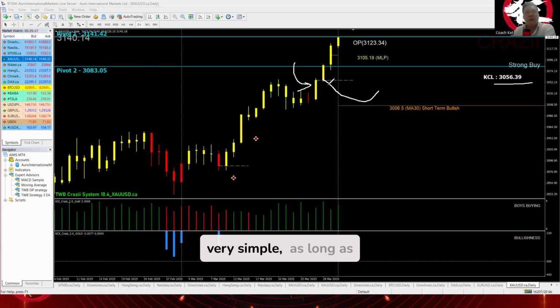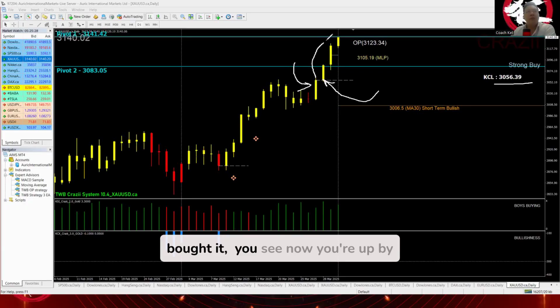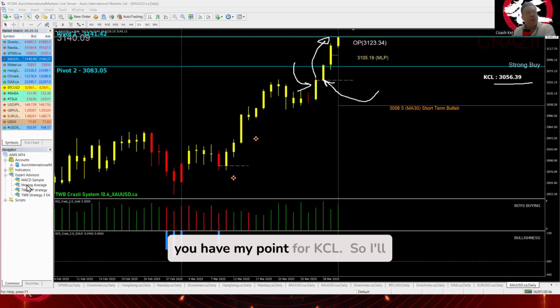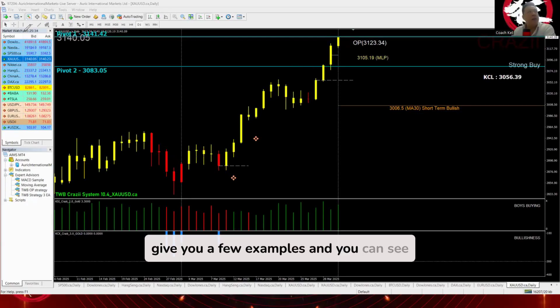So very simple, as long as the market stays above 3056.39, I don't care what you tell me. It's a buy, it's a buy, it's a buy. And that is how it is. And you can do it right now. If you bought it, you see now you're up by almost $100 already. Okay, so you got my point for KCL. So I'll give you a few examples and you can see for yourself.